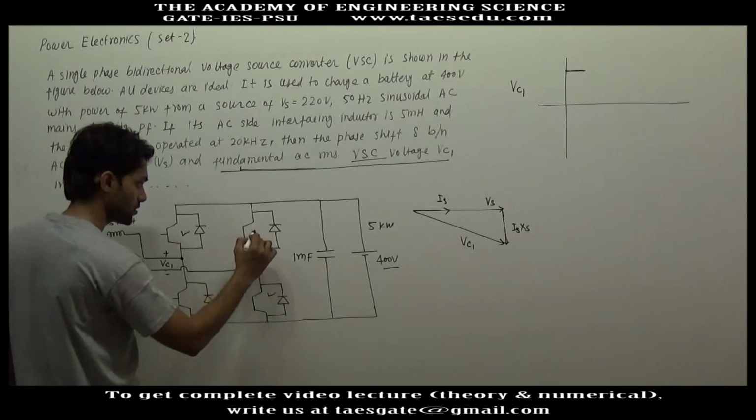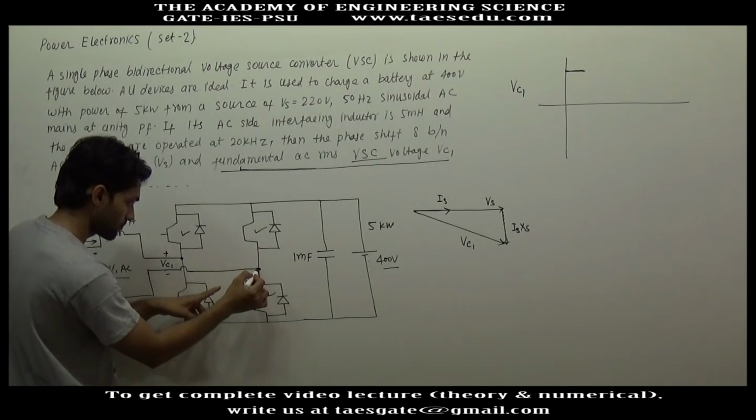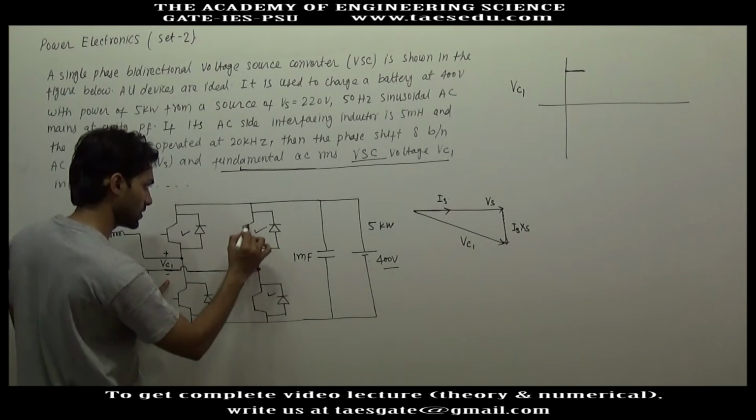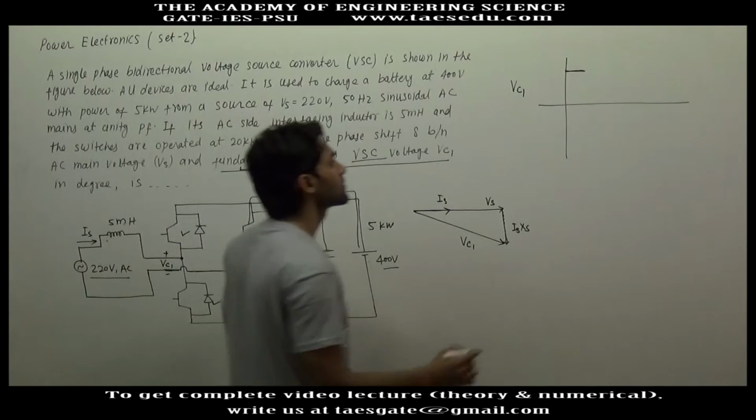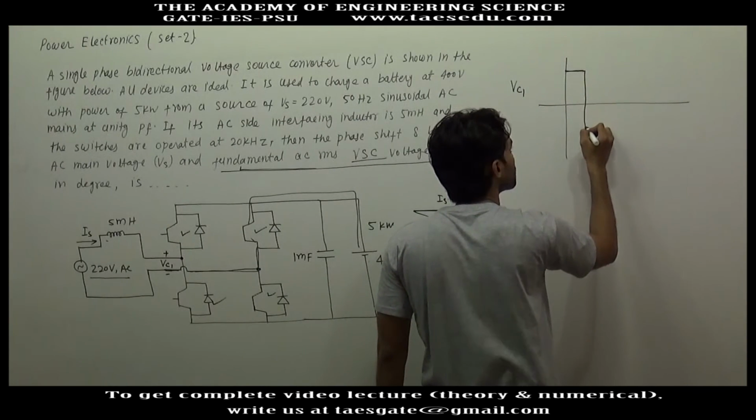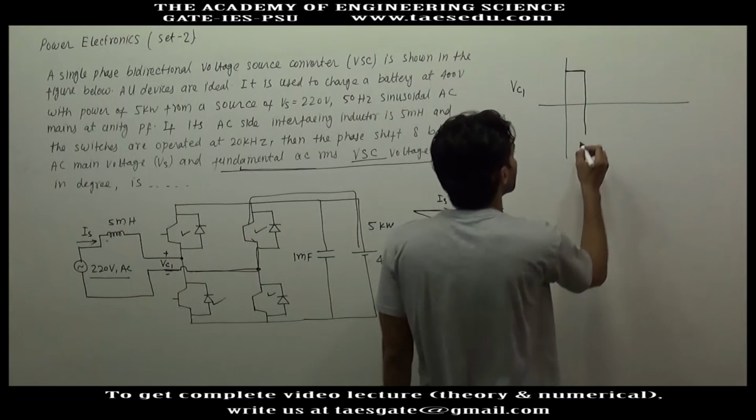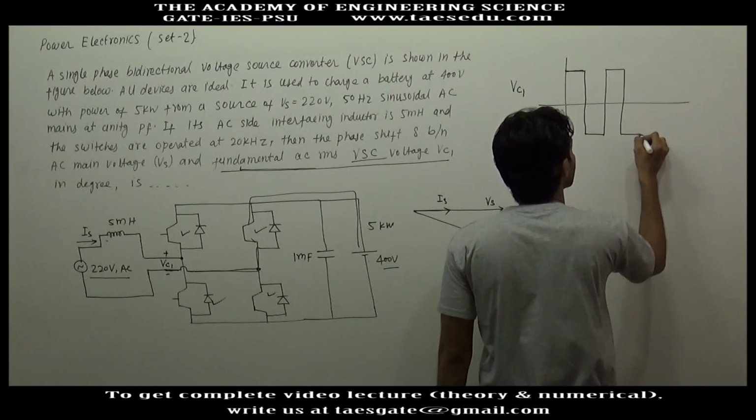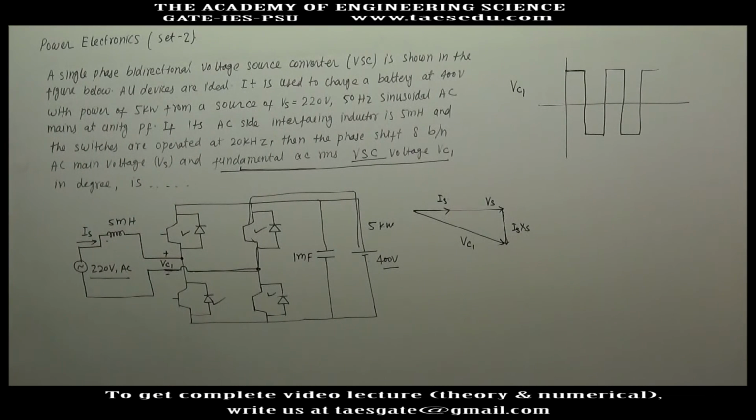When these two switches will be operated, through this switch the negative reference of Vc1 will be connected to the positive of the battery voltage. So in this case, when the opposite pair of switches is operated, the voltage will be minus 400. So this type of waveform we will get at this point. Okay, so this is a square wave.